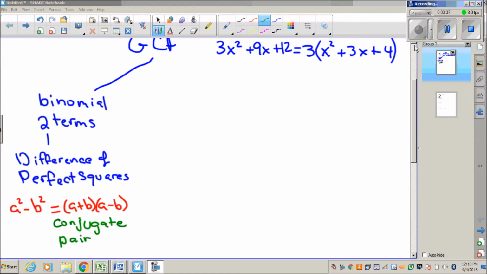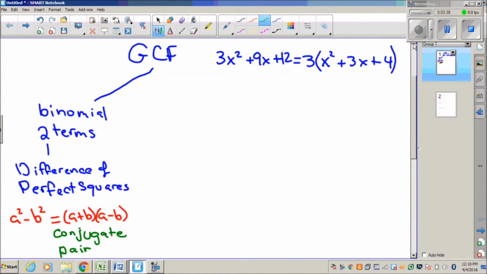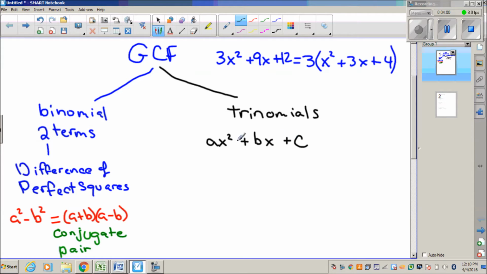Now, obviously, if it's not a binomial, you want to see what your options are. So now the other main kind of polynomial we've been looking at are trinomials. Trinomials are going to be in the form ax squared plus bx plus c. So we're looking at a quadratic trinomial where a is the coefficient of the leading term, b is the coefficient of the middle term, and c is the constant.